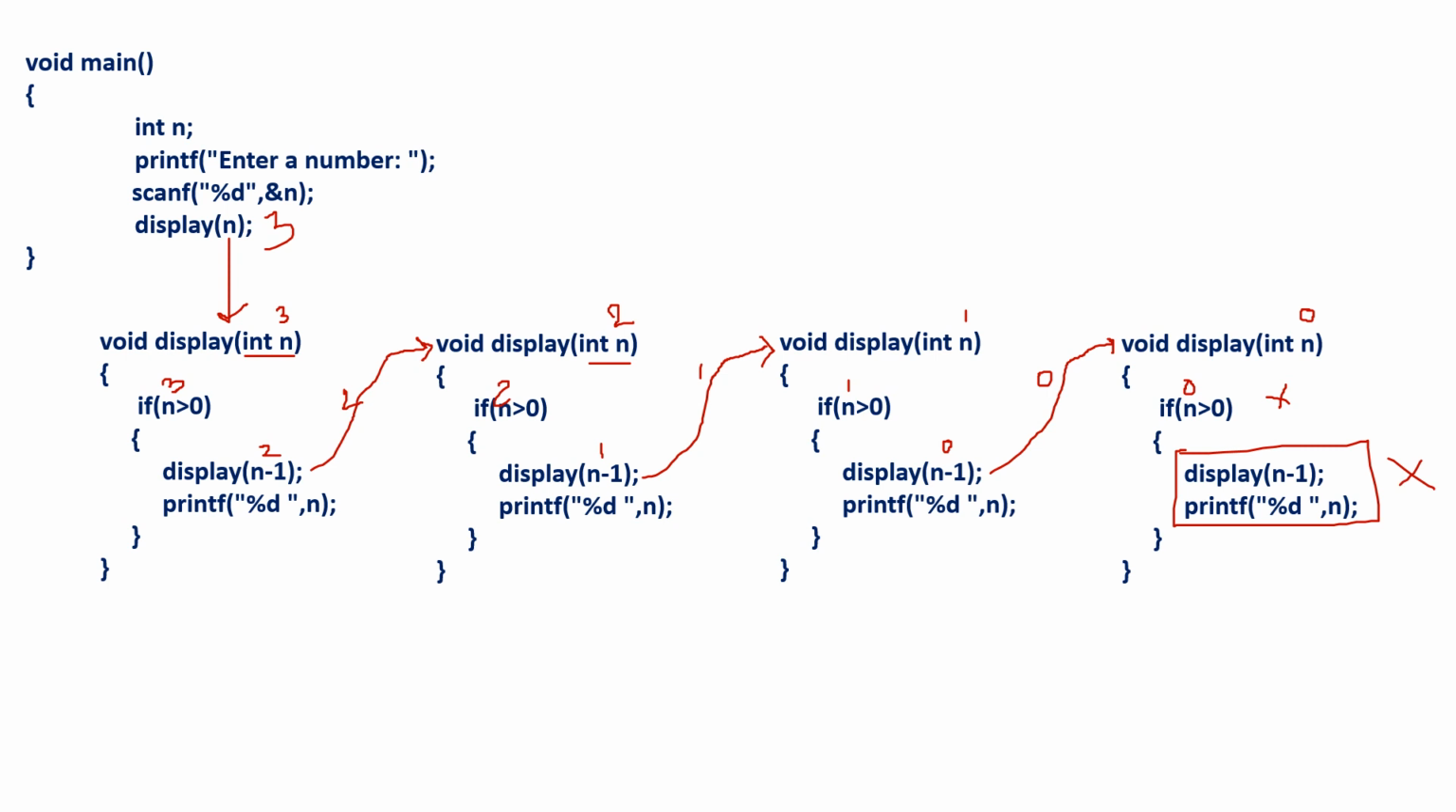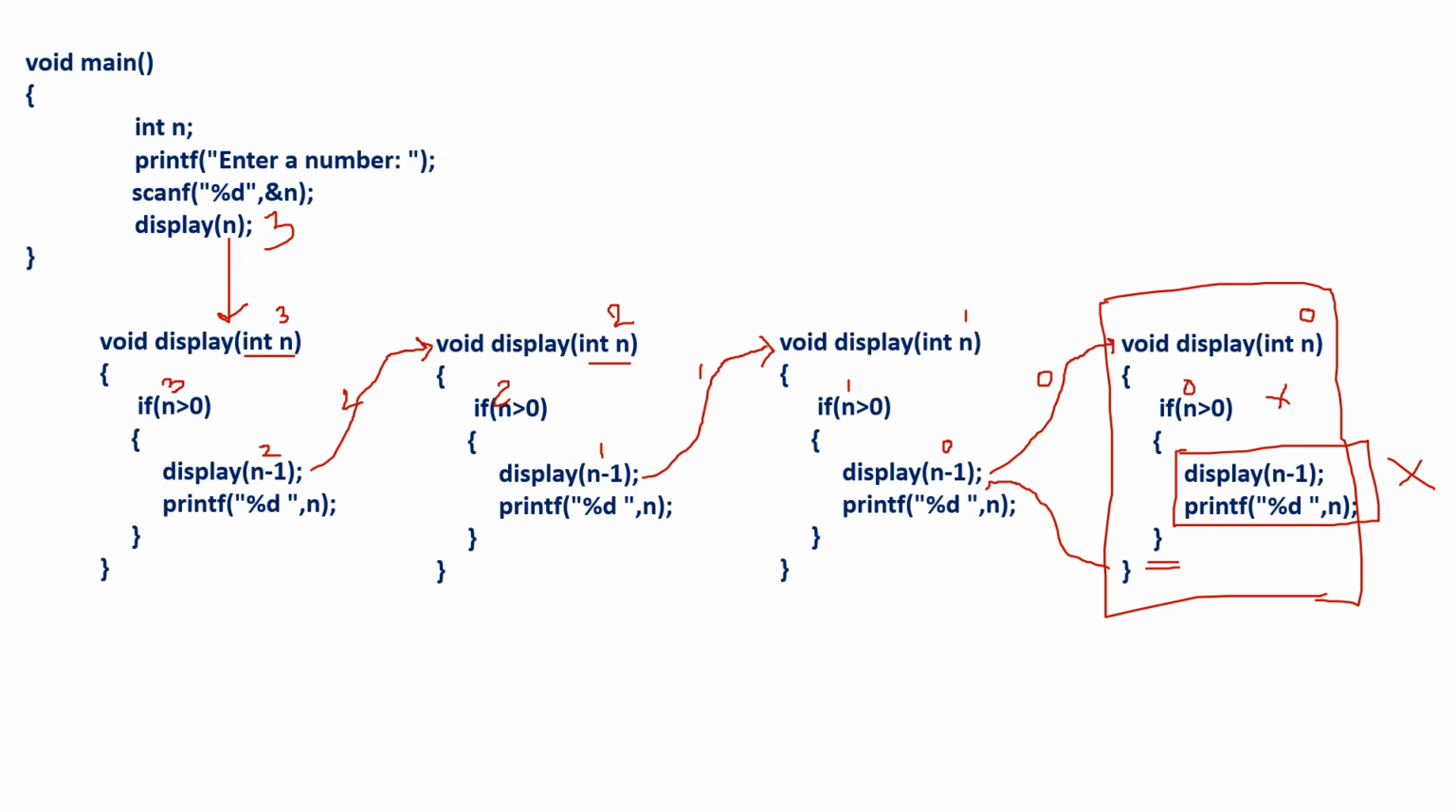At this point, when the n value becomes 0, we stop the recursion process. There will be no more recursive calls. There are no other statements to execute after the if statement, so this copy of the function is completed. Once it is completed, the control returns to its caller. Who is its caller here? Display of 1 is the caller.